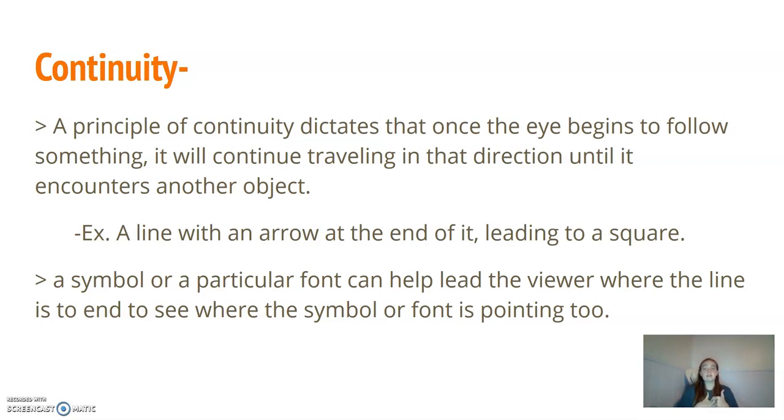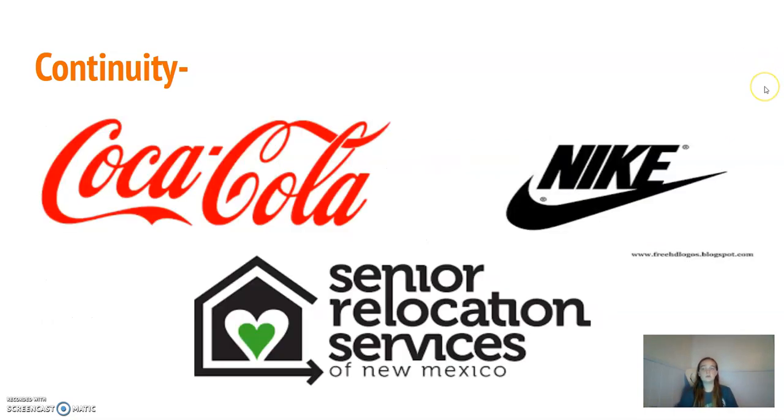It can also be a symbol or a particular font. If you see those Coca-Cola labels, you see the C has this curve at the end, which basically wants you to draw out and read the entire image or logo. It leads the viewer's eye along the line at the end to see where the symbol or font is pointing to. The Coca-Cola font shows that curve at the end of the C, which shows you want to read what it says. Or the famous Nike swoosh symbol, it basically wants you to read through the Nike logo.